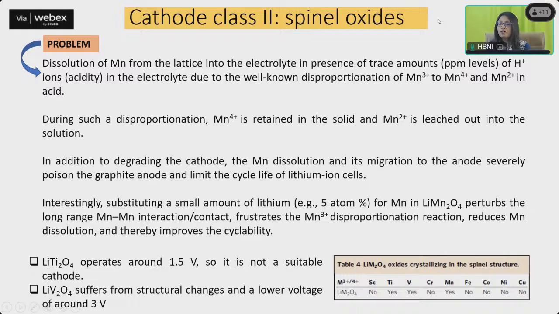Now, the same way, let's see what the other spinel structures are which are supported by different transition metal ions. You see that titanium can be a candidate, vanadium can be a candidate. Again, for titanium, the main problem is it operates around 1.5 volt, low voltage, low energy density, so it is not a suitable cathode. And lithium vanadate, on the other side, suffers from structural changes, and the voltage is also lower. For manganese it is 4 volt, but for vanadium it is around 3 volt. So obviously, if I want to really work with spinel oxides, I will look for manganese materials.